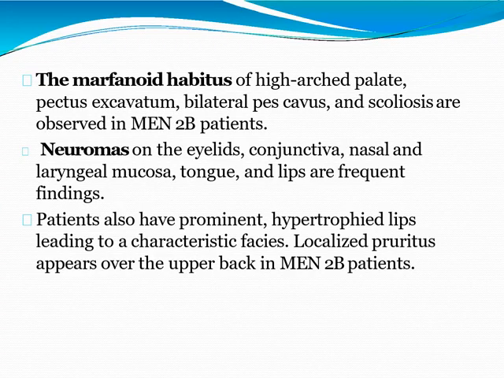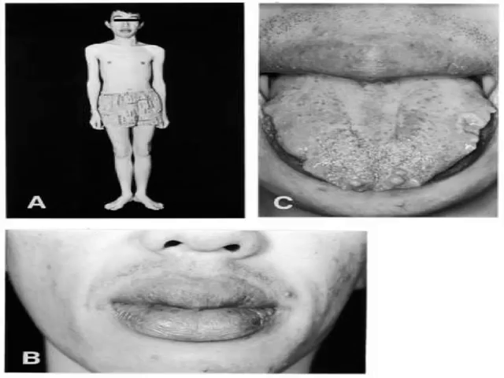Marfanoid habitus with a high arched palate, pectus excavatum, bilateral pes cavus, and scoliosis are observed in MEN2B patients. Neuromas on the eyelids, conjunctiva, nasal and laryngeal mucosa, tongue and lips are frequent findings. Patients also have prominent hypertrophied lips leading to the characteristic facies. Localized pruritus appears on the upper back in MEN2B patients as well. Here you see the marfanoid features.